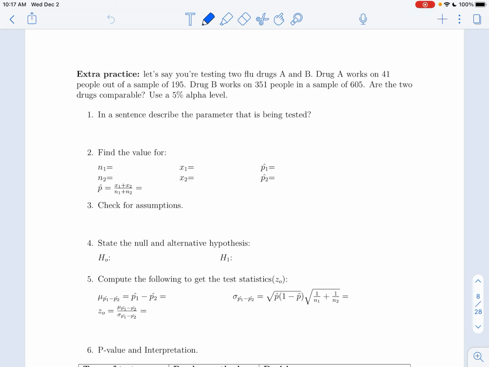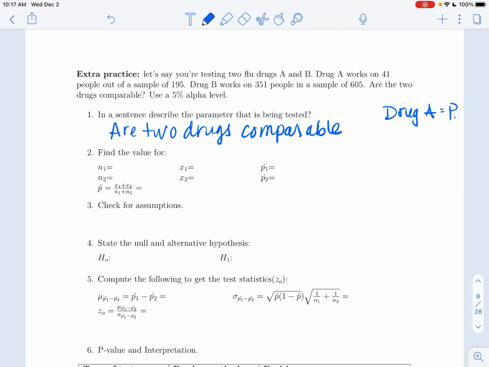Okay, so a sentence describing the parameter that is being tested. So, are the two drugs comparable? So N1 we'll call drug A. We'll refer to it as P1, and then drug B, sorry, as P2.